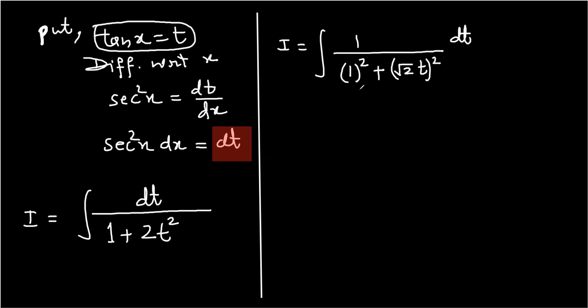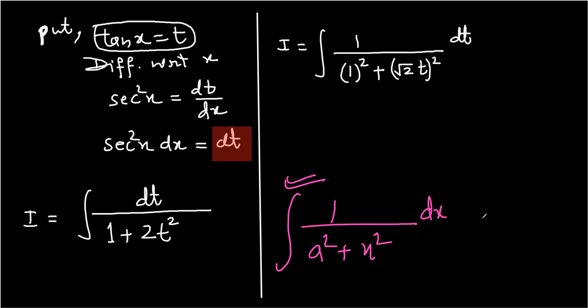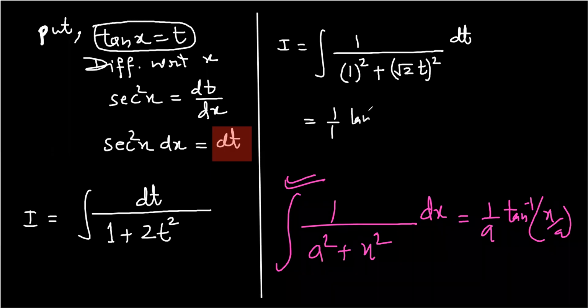Because I wanted to write it in the form where I can apply the results. So what exactly is the form I want to write this in? I'm working for this form, 1 over a square plus x square dx. And the integration here is 1 over a tan inverse of x over a. So this will become 1 upon 1 tan inverse of root 2t upon 1, variable upon constant, into 1 upon root 2, plus c.